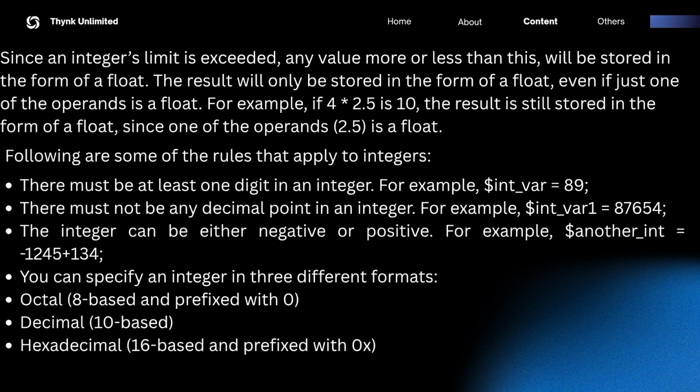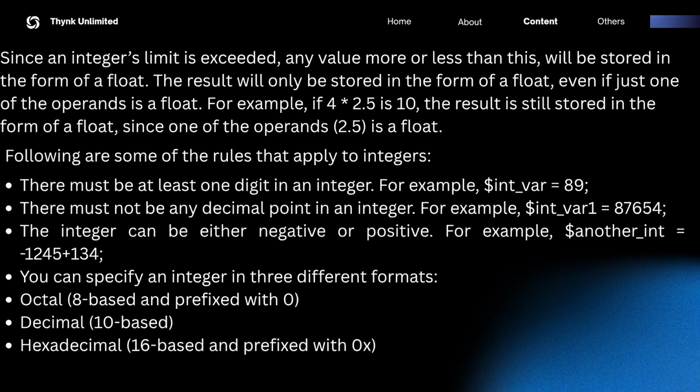Rules for integers in PHP. PHP has a few basic rules that define how integers must be written and used. Understanding these rules will help you avoid syntax or logic errors in your programs. There must be at least one digit in an integer. Every integer value must include at least one numeric digit. For example, $intVar = 89.